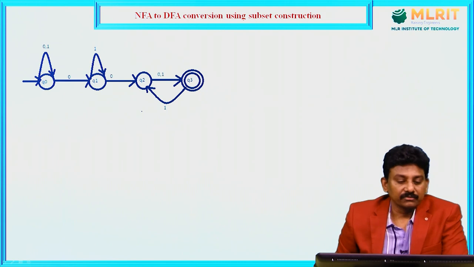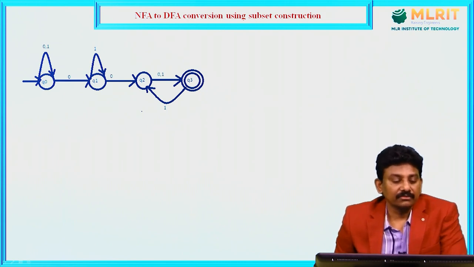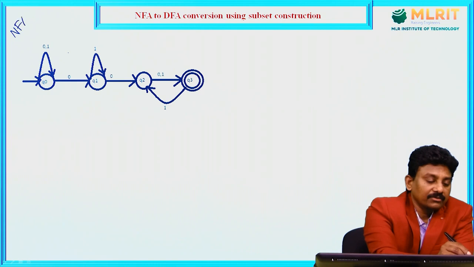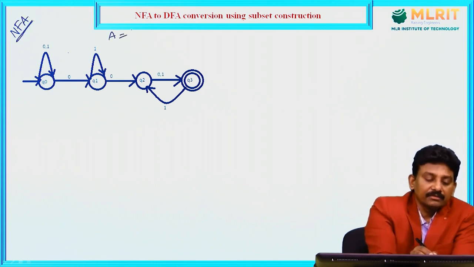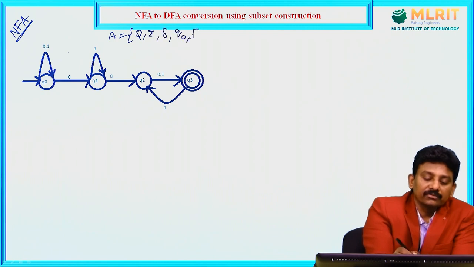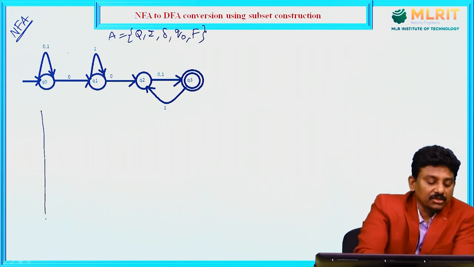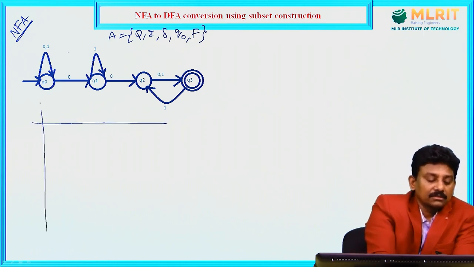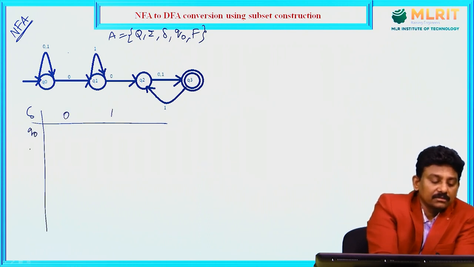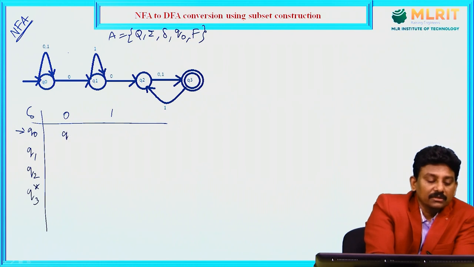Another example for conversion of NFA to DFA. This is the given NFA. As usual, NFA is a 5 tuple: Q, sigma, delta, Q0 and F. Q0 is the initial state, F is the set of final states. Here in the given NFA, Q3 is the final state, Q0 is the initial state. So, transition table for this NFA, same input symbols 0, 1, states Q0, Q1, Q2, Q3. Q3 is the final state, Q0 is the initial state.